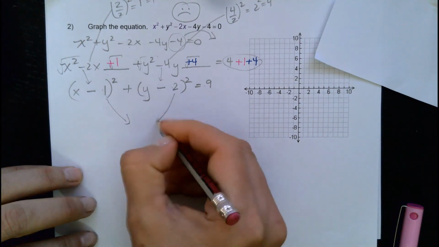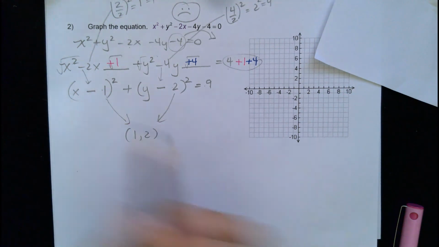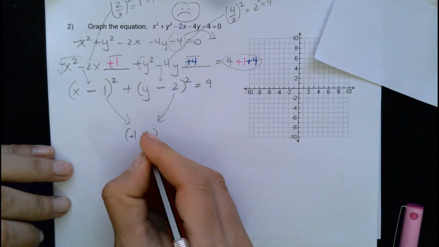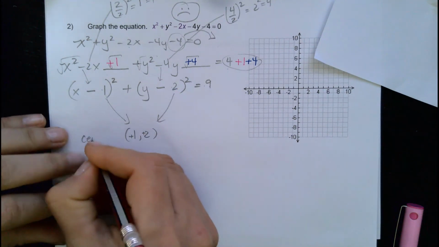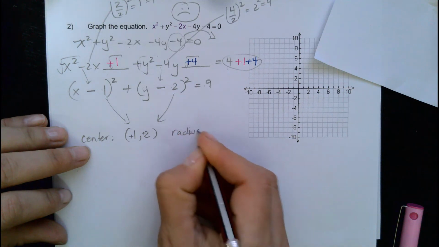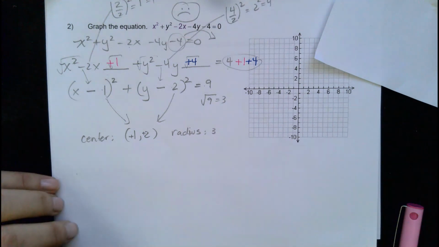So here is my center, 1 and 2. But be careful, if this is negative, this must be positive. This is negative, it must be positive. Okay, that's my center. And my radius, I take the square root of 9. So my radius is going to be 3.